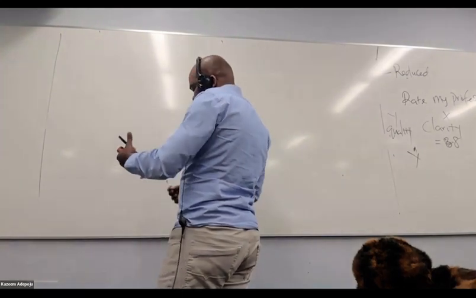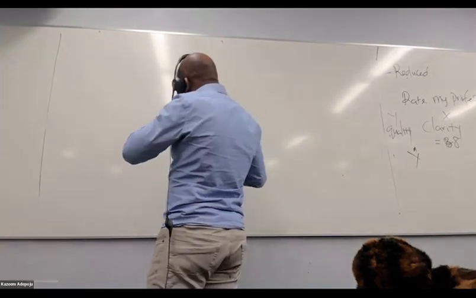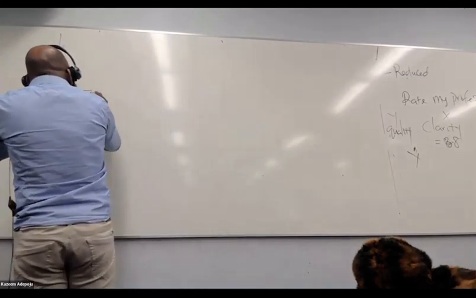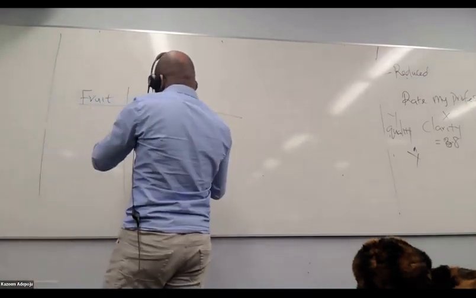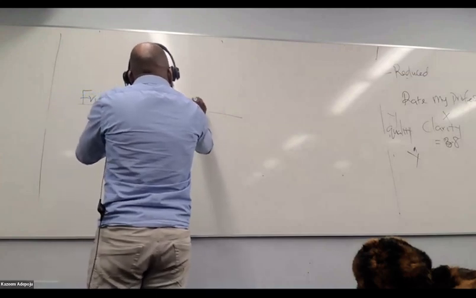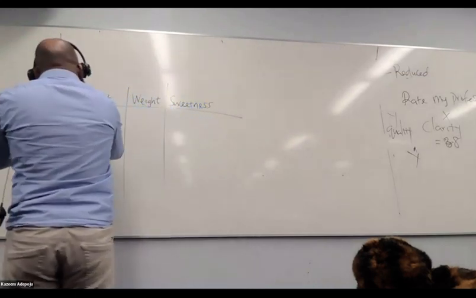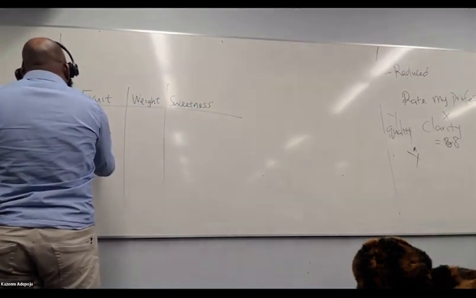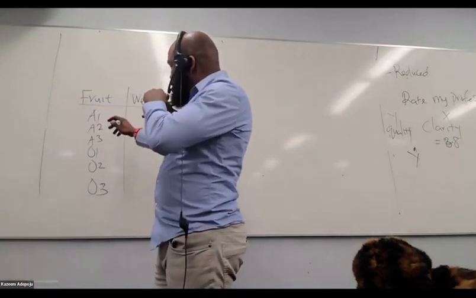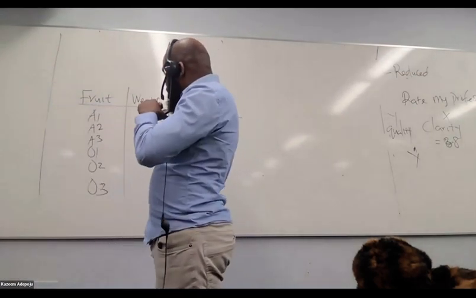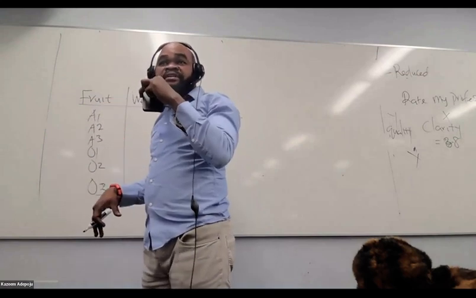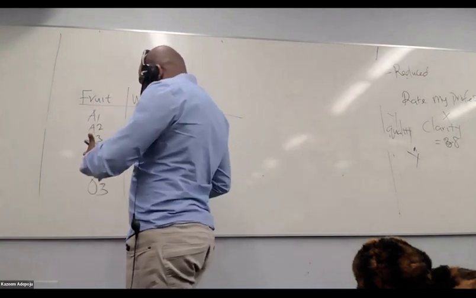Let me tell you this. Let's say fruit, weight, and sweetness. A1, A2, A3, O1, O2, O3. What is this telling me? I have A and O. They've already been classified, but I don't know them. I just want to make a prediction.